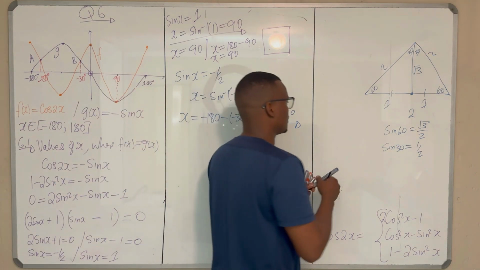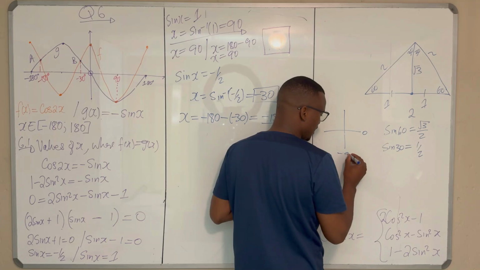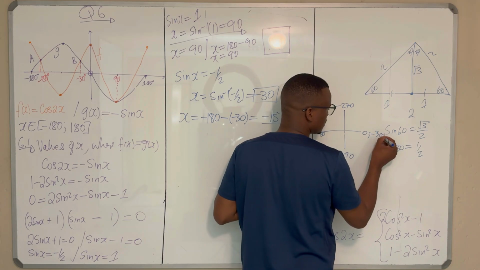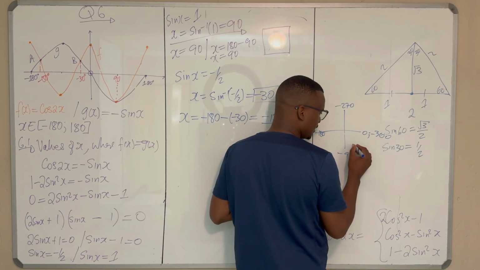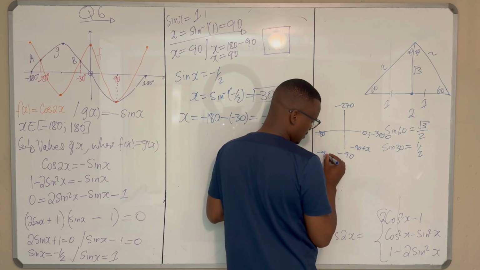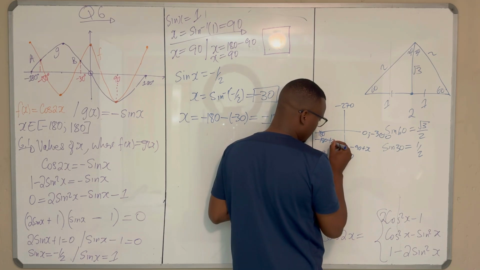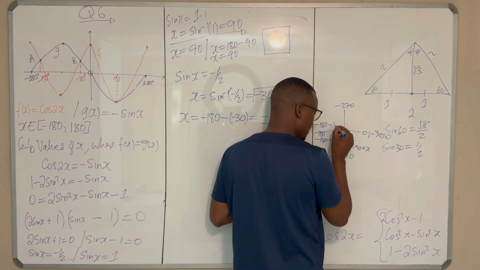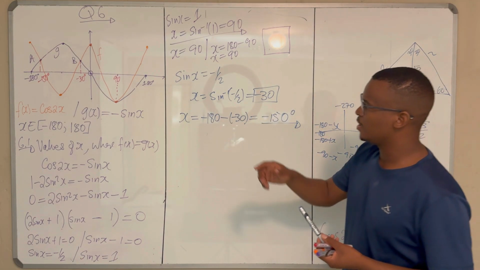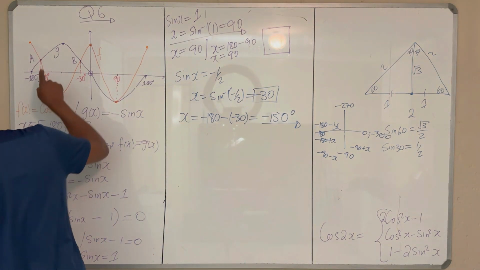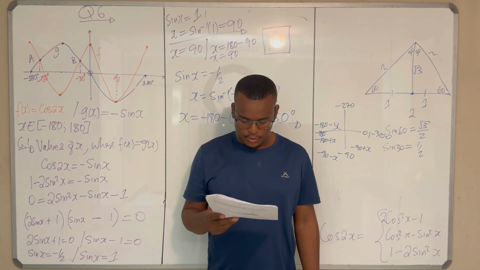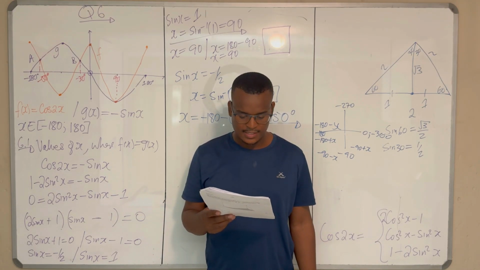Why? Because look, this is 0, negative 90, negative 180, negative 270, negative 360. So this is negative 90 plus x. This is minus 90 minus x. This is minus 180 plus x. This is minus 180 minus x. So our x in this case is that. So the points of intersection, they intersect at A and B, which are those, right? No problem. So we're done with this 6.1.